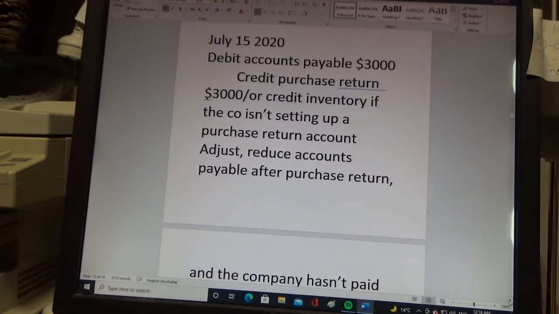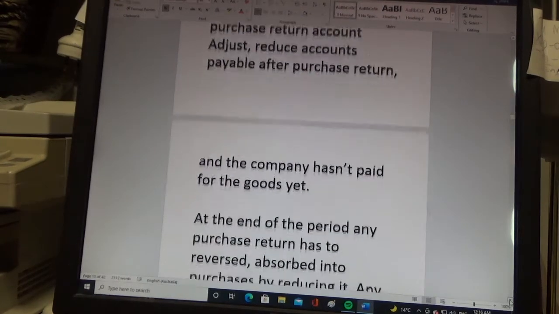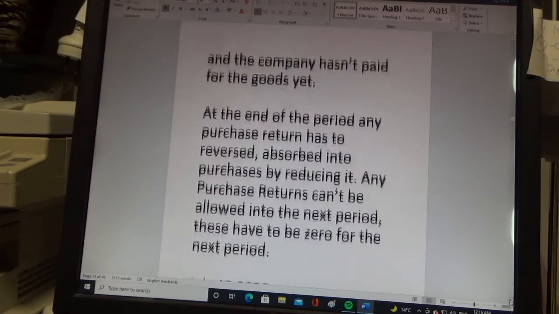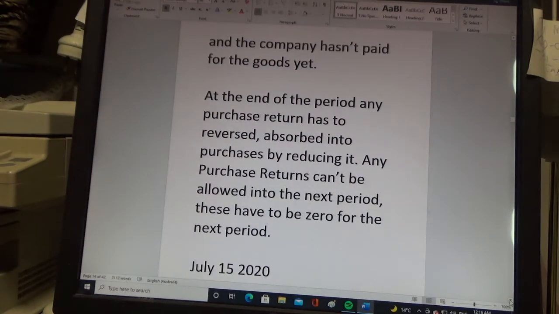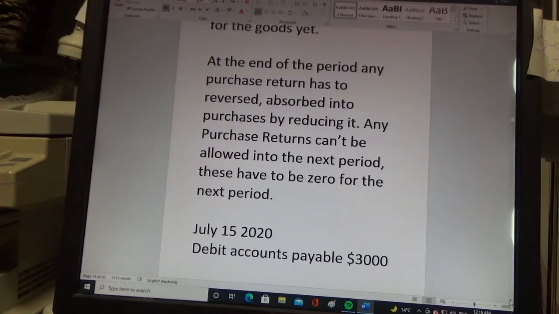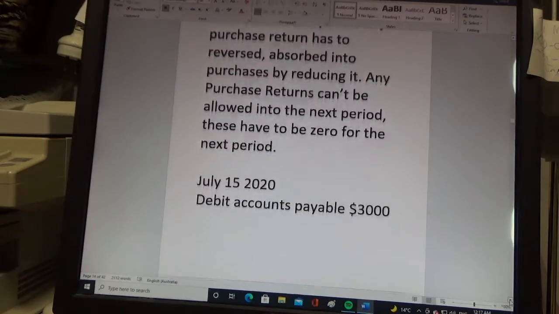So you reduce the accounts payable after the purchase return in the explanation. The company hasn't paid for the goods just yet, but they still want the purchase return. At the end of the period, any purchase return has to be reversed, absorbed back into purchases by reducing it. Any purchase return can't be allowed to go into the next period. It has to be reduced to zero, ready for the next period.